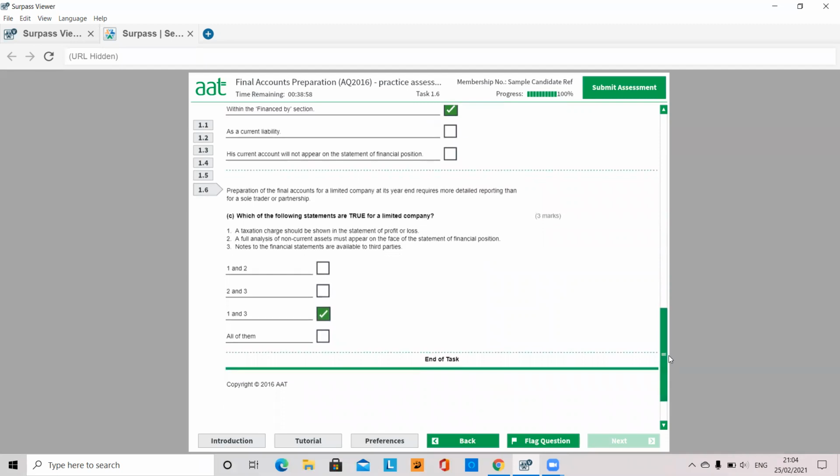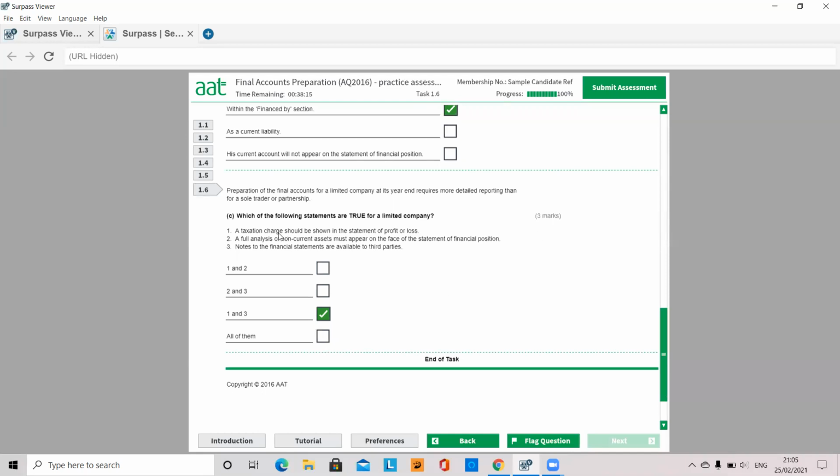We've got one more question, forgive me. It also says preparation of final accounts for a limited company at year end requires more detailed reporting than for a sole trader or partnership. And it says, which of the following statements are true for a limited company? A taxation charge should be shown in the statement of profit or loss. So yes, that one's true because you show that in your P&L as far as your tax is concerned.